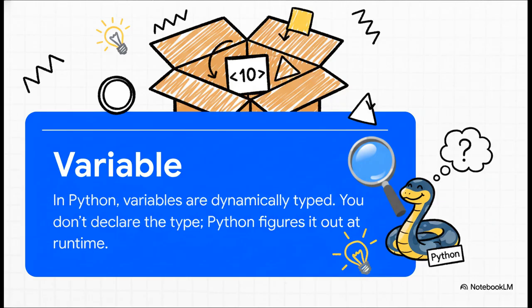Now, what's really cool about Python is this thing called dynamic typing. It basically means you don't have to tell the box what kind of stuff you're going to put in it. You just put something in it, like, say, the number 10, and Python just figures it out on its own. It says, aha, this is a number box now.